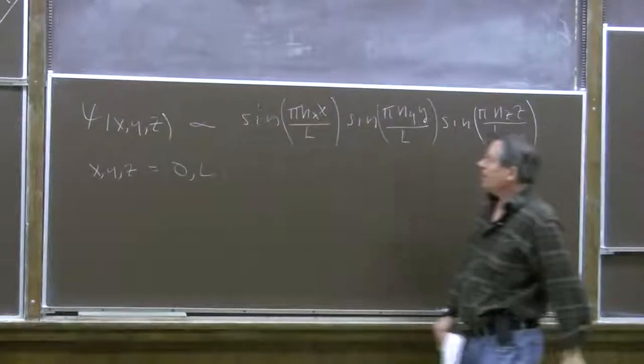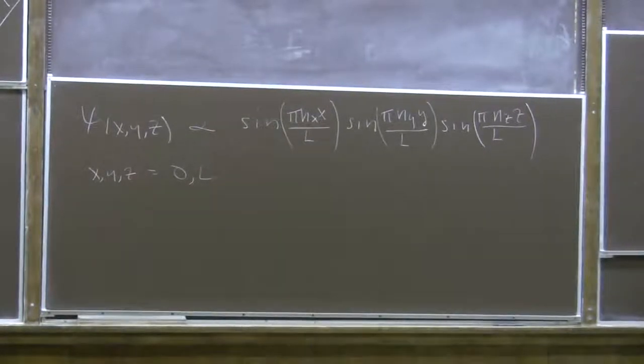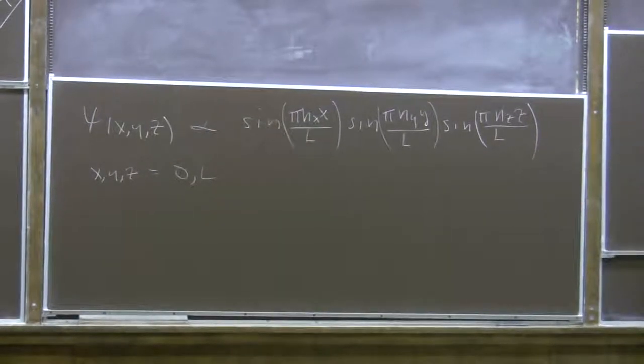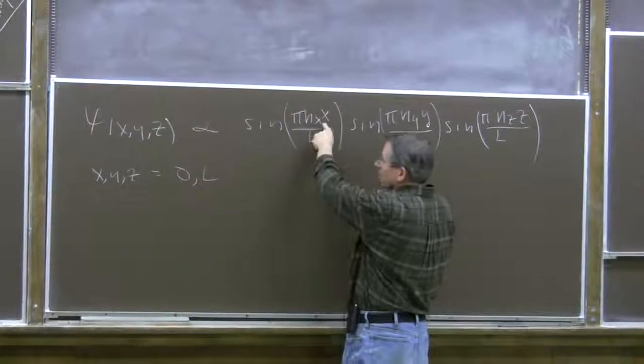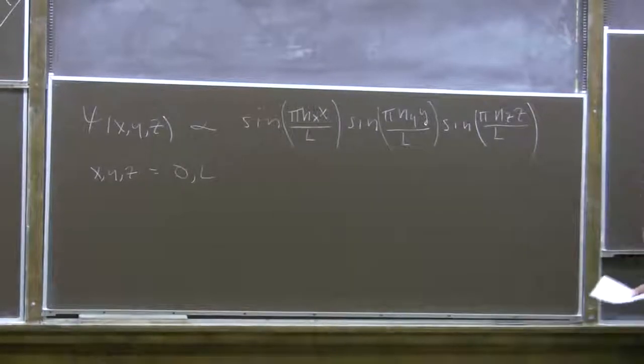The wave function vanishes. I can see it's an eigenstate when I take the derivative: it just brings down a factor of π n_x / L when I differentiate with respect to x. Similarly for y and z.